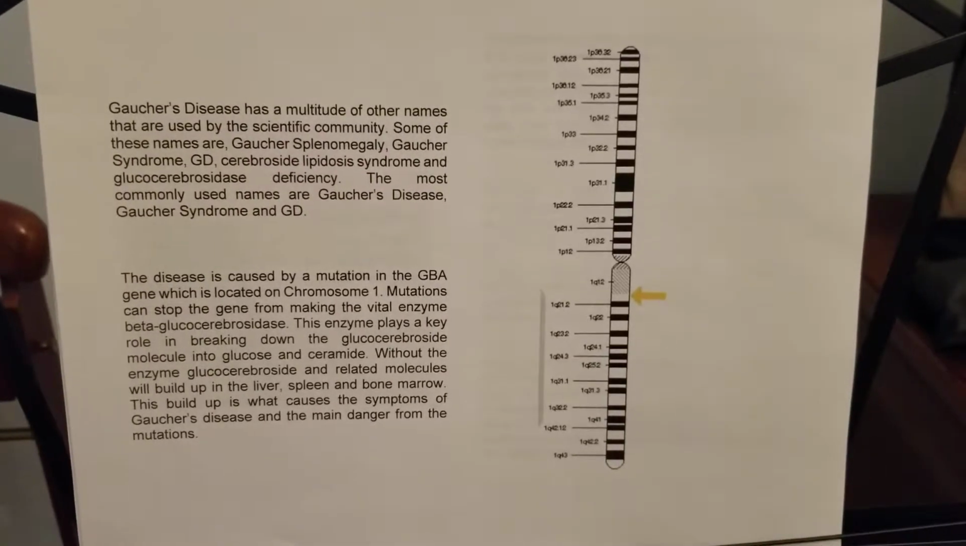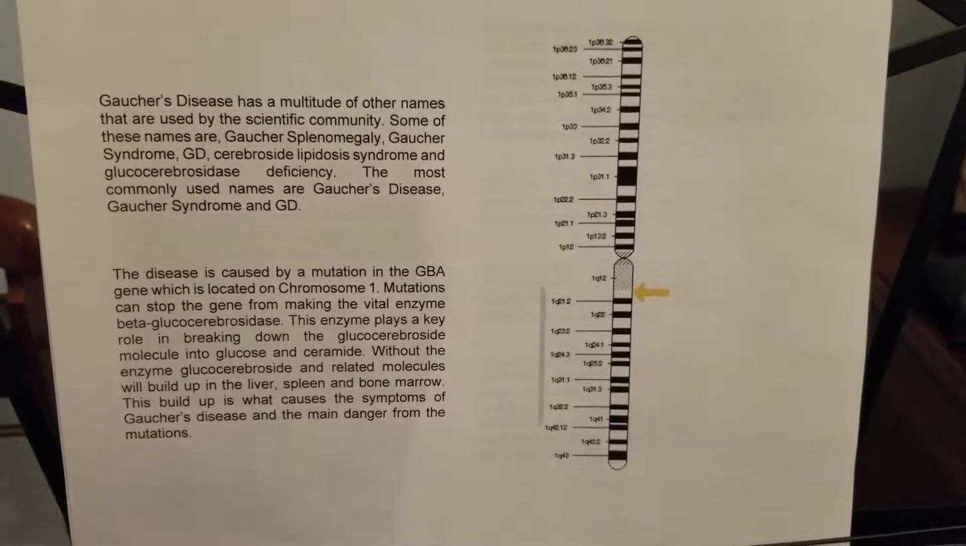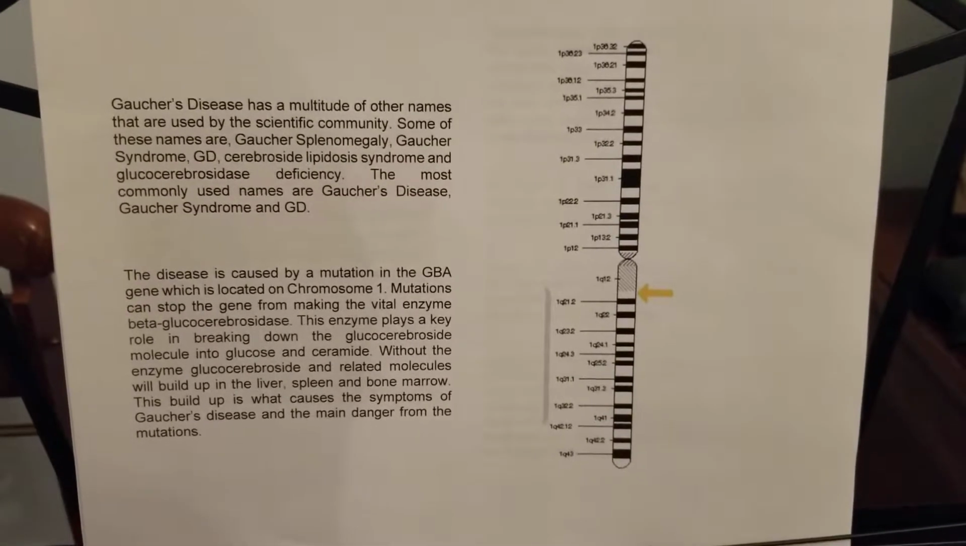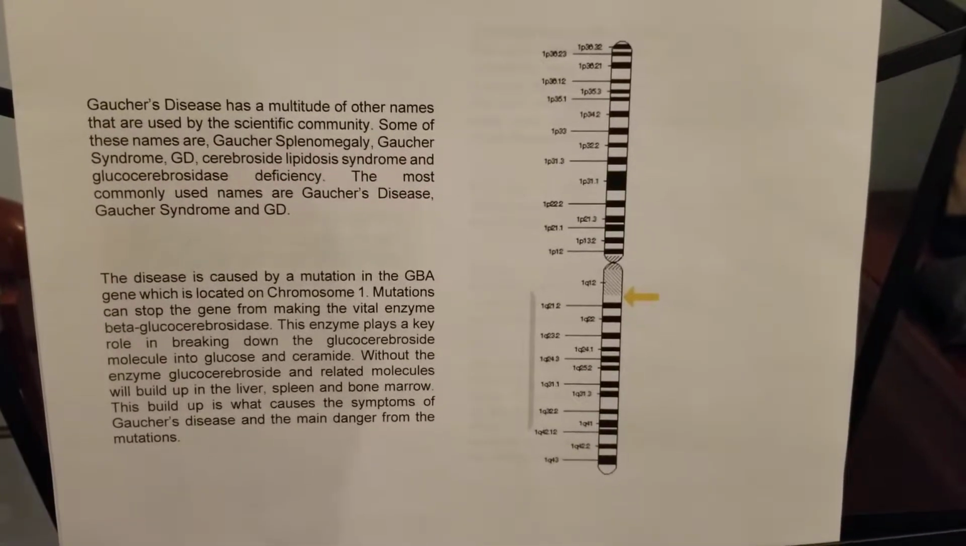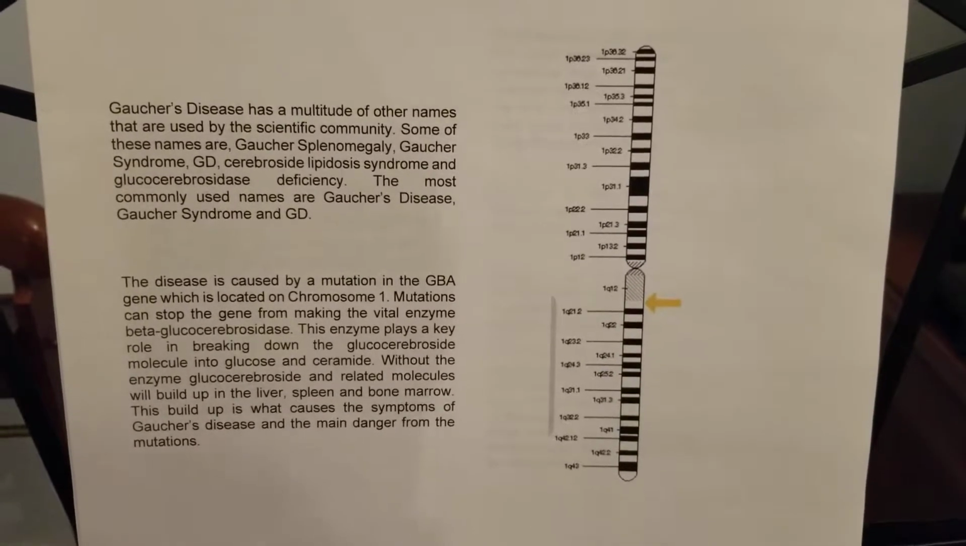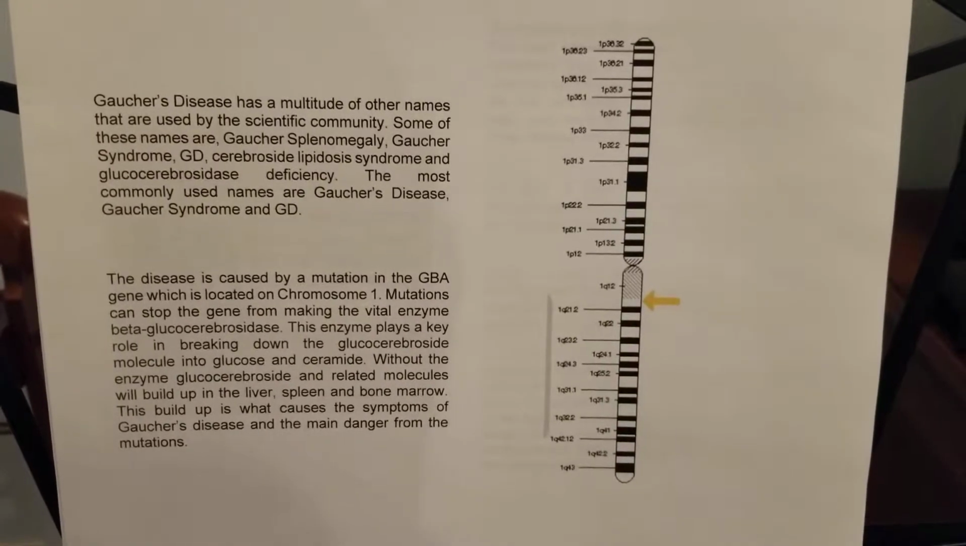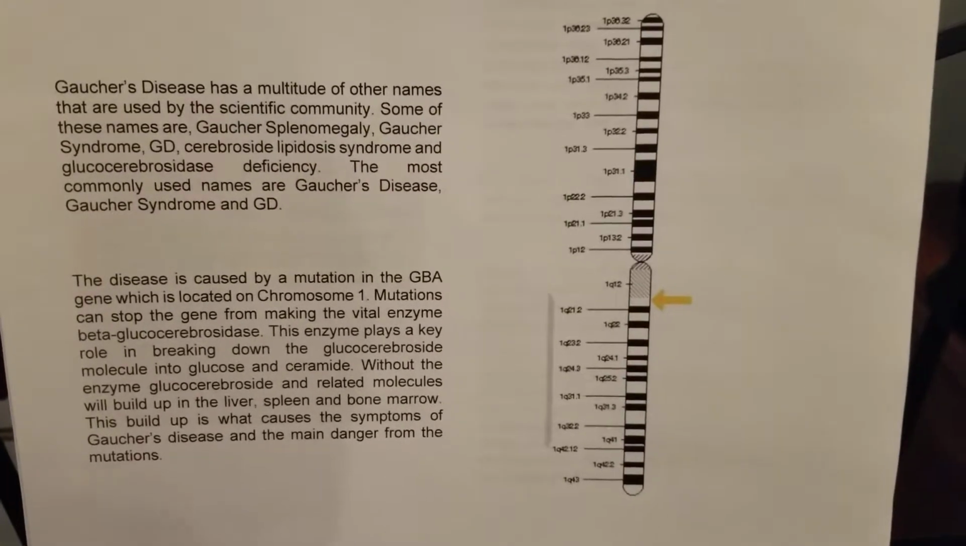Gaucher's disease has a multitude of other names that are used by the scientific community. Some of these names are Gaucher splenomegaly, Gaucher syndrome, GD, cerebroside lipidosis syndrome, and glucocerebrosidase deficiency. The most commonly used names are Gaucher's disease, Gaucher syndrome, and GD.